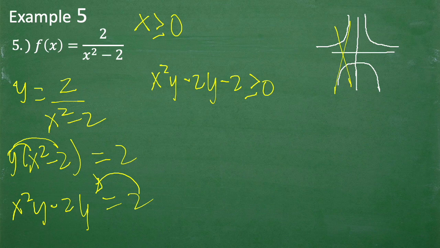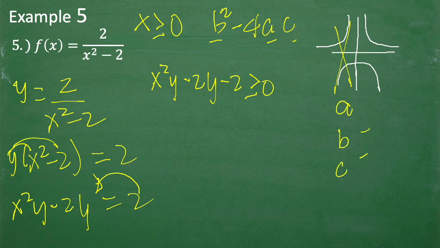Since we have this one, we cannot simply factor this using completing the square. So we will be using the discriminant instead. The formula for the discriminant is b squared minus 4ac. So let's identify all these coefficients a, b, and c. For the value of a, we have y. For the b value, we have 0. And for letter c, we have negative 2y minus 2.